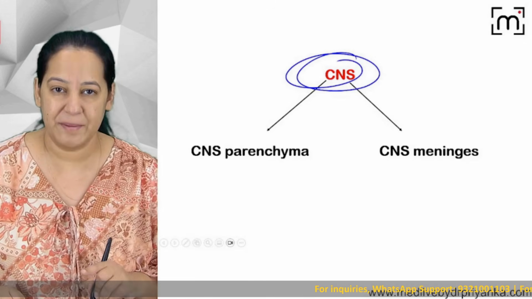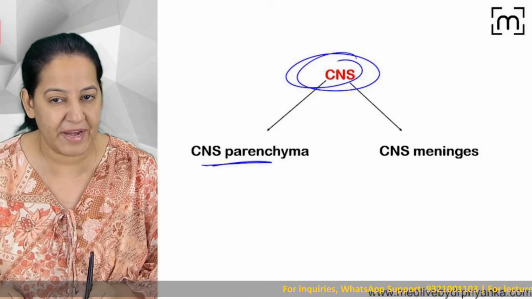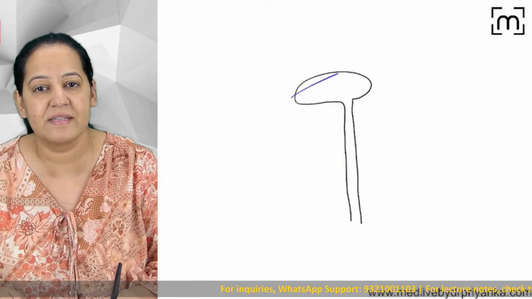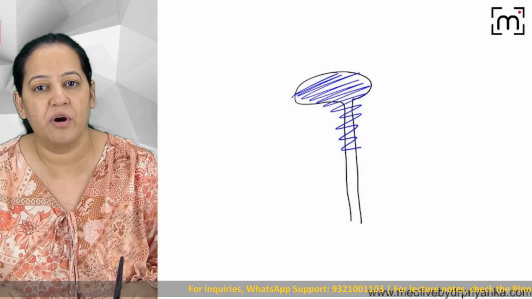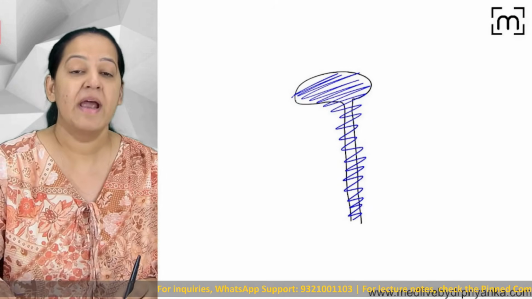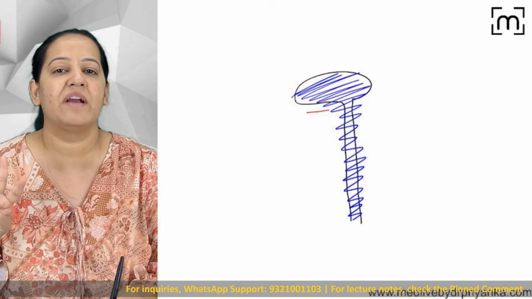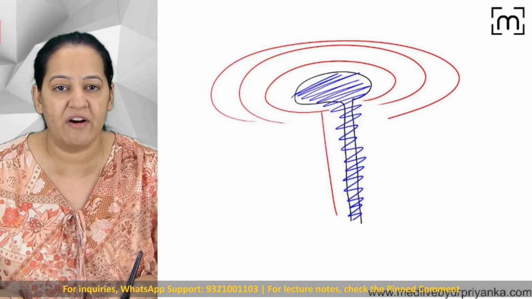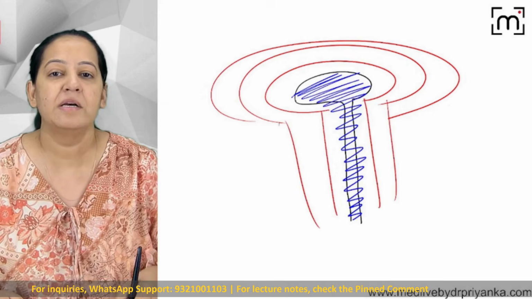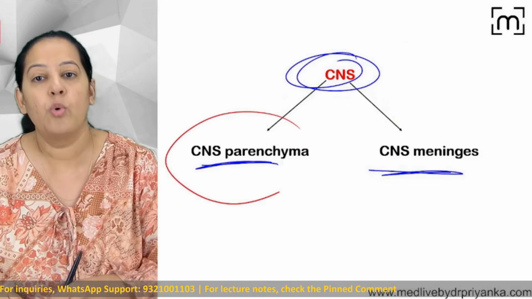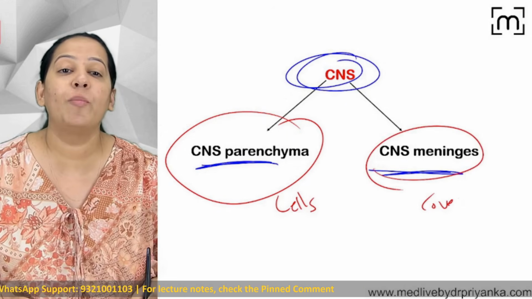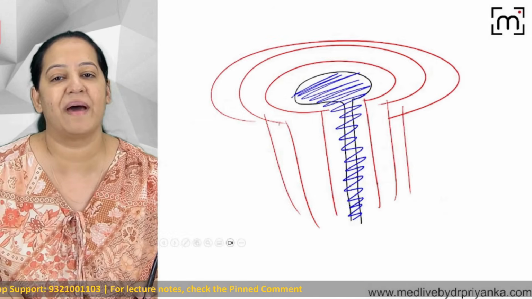In the central nervous system, in the brain and the spinal cord, two things are present: brain parenchyma and the meninges. CNS parenchyma is the main structure of the central nervous system. And the meninges are the covering. There are three coverings, known as the three meninges. First we will see the parenchyma. What are the cells that make the parenchyma? And then we will see the coverings. How many coverings are there? There are three coverings, three meninges.